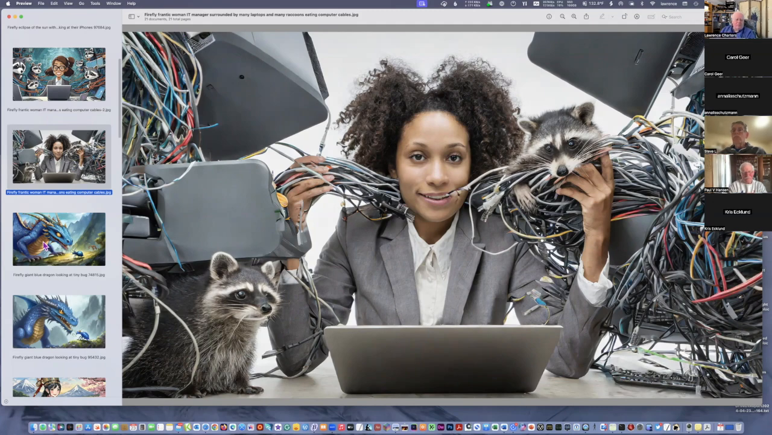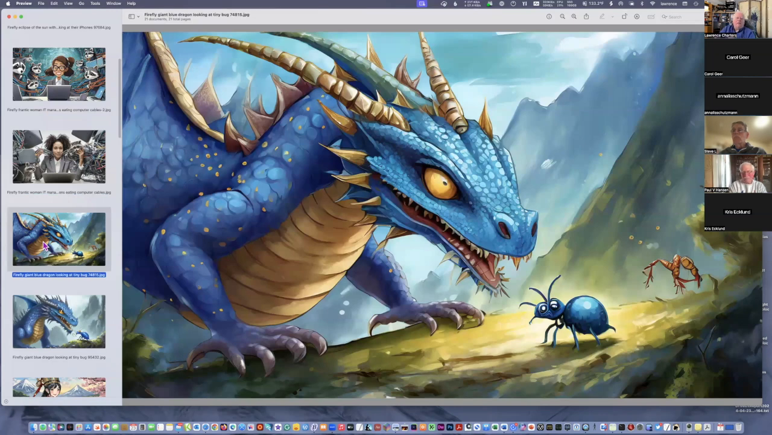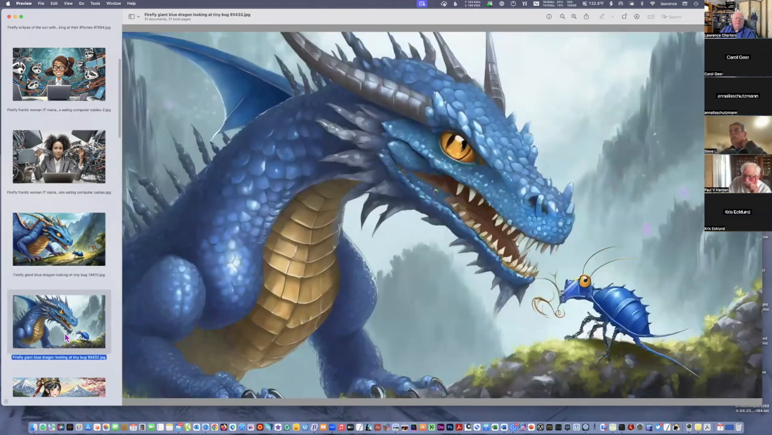This one worked out a little bit better. I typed in giant blue dragon looking at tiny bug, and that's a giant blue dragon looking at a tiny bug. And there's another bug-like creature over here trying to run away. And I asked for a second one that's basically the same thing, but this one's kind of a close-up of the giant dragon and the bug. So that's pretty good.